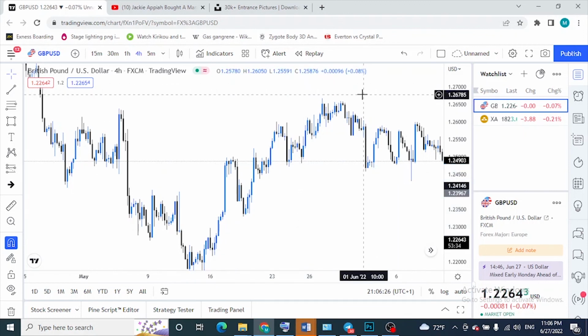So guys, that's it for imbalance areas. That's it for how I take my entries off of the imbalance areas.